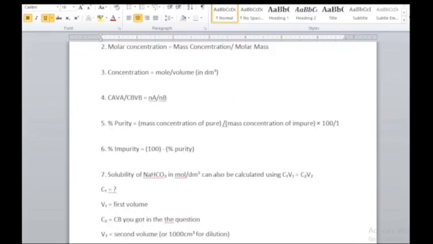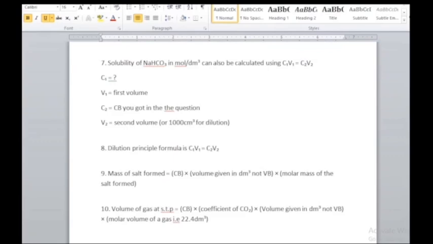And quickly we go to talk about this. The next formula there is the solubility of the substance we'll be looking at, which is sodium hydrogen trioxocarbonate (IV), in moles per dm cube. Solubility in moles per dm cube can be calculated using C1V1 equals C2V2, where C1 is unknown and V1 is the first volume of the substance in dilution, while C2 is the concentration of the base that has been gotten from the question or calculated, and V2 is the second volume, which is often 1000 centimeter cube or 1 dm cube for the dilution. So that is about solubility.